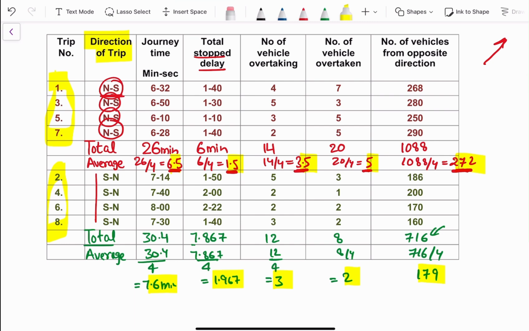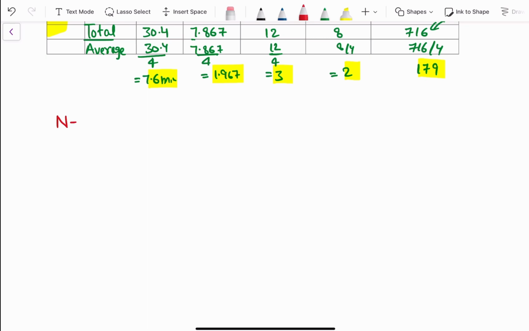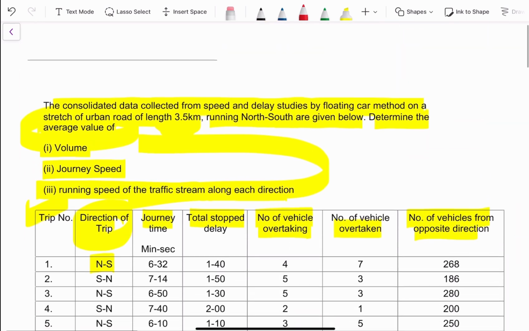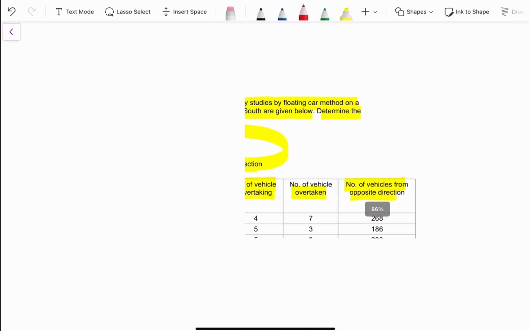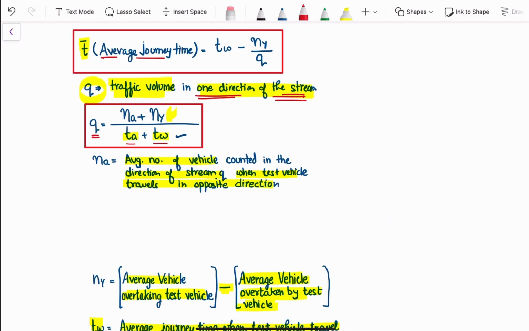Now let us take one direction and solve the desired parameters for each. Let us first of all take the north-south direction. If this is north, this is south, our floating car vehicle is traveling from north to south. First, the first parameter is to find the average volume. The formula for average volume was NA plus NY divided by TA plus TW, where NA was the average number of vehicles counted in the direction of stream Q when the test vehicle travels in the opposite direction.